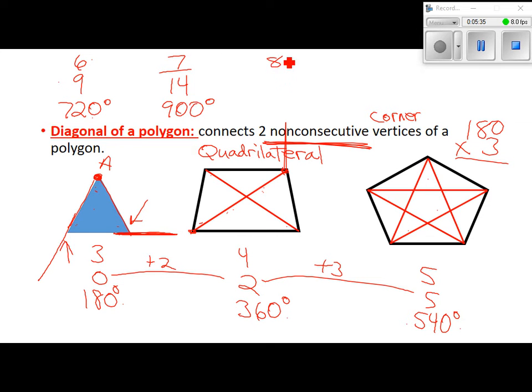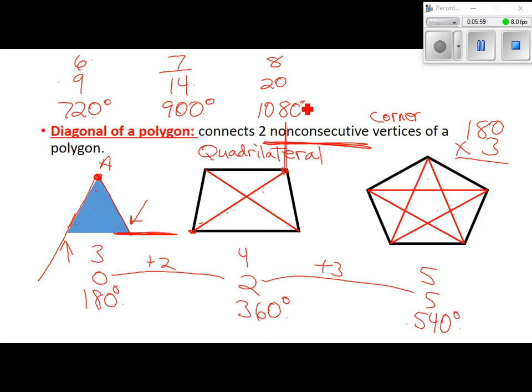Then 8-sided: if we went up 5 here, that means we're going to go up 6 the next time, so that means the octagon would have 20 diagonals if we drew them all in. If we add 180 to this, that'd be 1080. So all 8 interior angles of an octagon add up to 1080. And we're going to make a chart later on in the notes that deals with that.